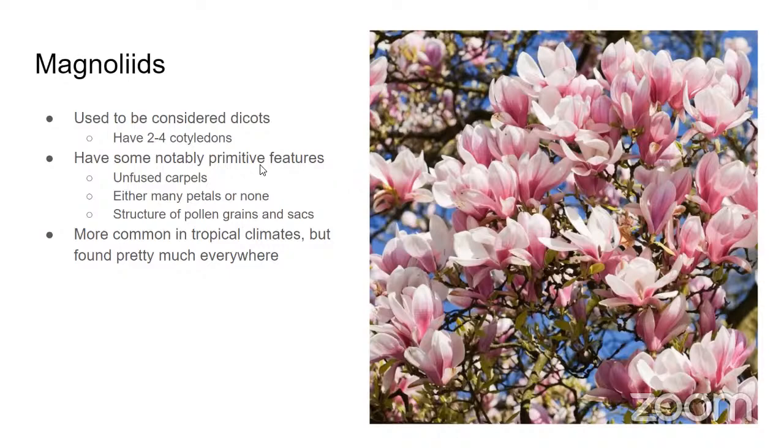Some other ones that we might look at is that their carpels are unfused, right? So that kind of goes along with those separate pistils. They either have many petals, right? So uncountable, not uncountable physically with your hand, but not a predictable multiple of anything, or they might have none. And the structure of their pollen grains and the pollen sacs is also kind of primitive. Most of them are found in tropical climates, but there are species that are found pretty much everywhere.